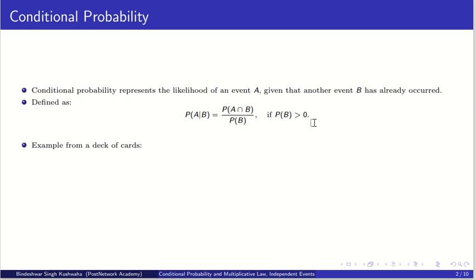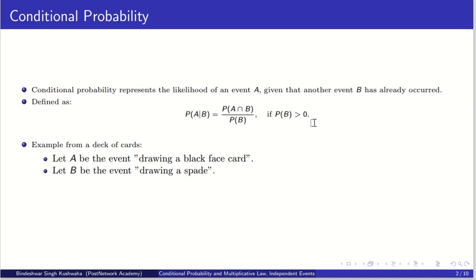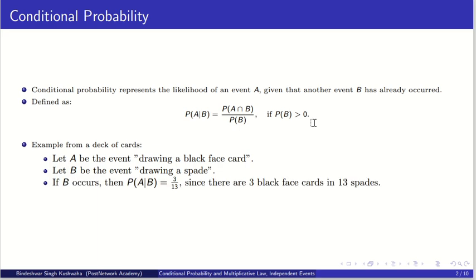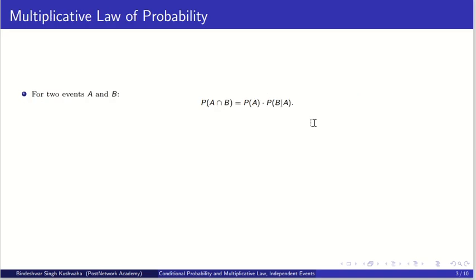Now an example from a deck of cards. Let A be the event drawing a black face card, and B be the event drawing a spade. If B occurs, then P(A given B) is 3 upon 13, since there are 3 black face cards in 13 spades.